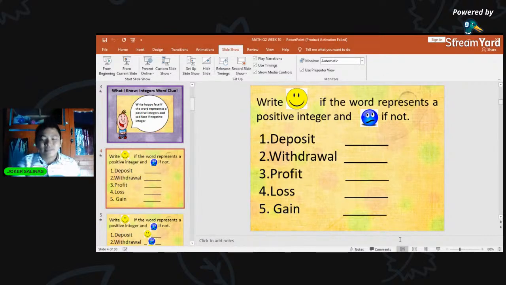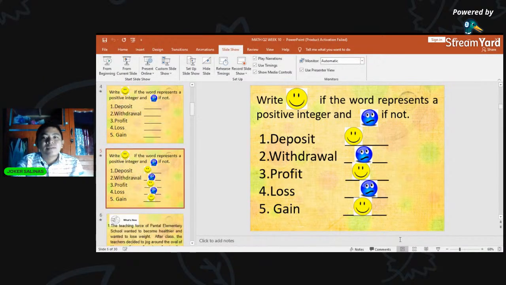Okay, let's start. You have 5 seconds to answer, or 10 seconds. Your timer starts now. Okay, I think you are already done. Let's reveal the answers. For deposit, we have a happy face. For withdrawal, a sad face. For profit, a happy face. For loss, a sad face. And for gain, a happy face.